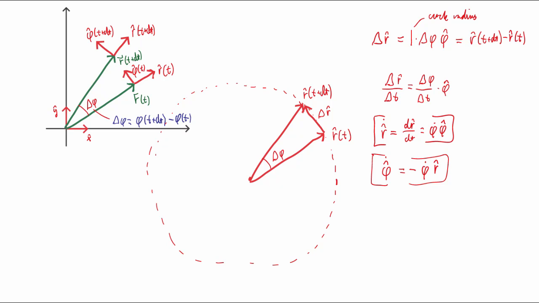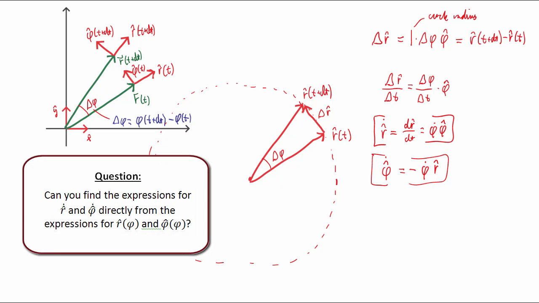That brings me to my second question for this video, and that is, is there a different way in which you can find r hat dot and phi hat dot, other than the one that we've done here? Here we used a geometric construction, but my question for you is, can you find r hat dot and phi hat dot from the expressions for r hat and phi hat? That is a little easier. We'll talk about that in class as well.